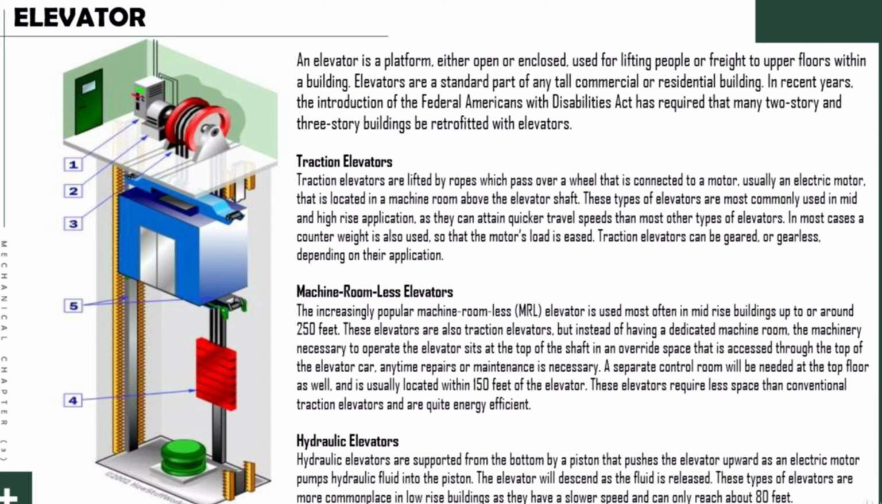In most cases, a counterweight is also used so that the motor load is easy. Traction elevators can be geared or gearless depending on their application. The second type of elevator is the machine room-less elevator. The increasingly popular machine room-less (MRL) elevator is used most often in mid-rise buildings up to or around 250 feet.